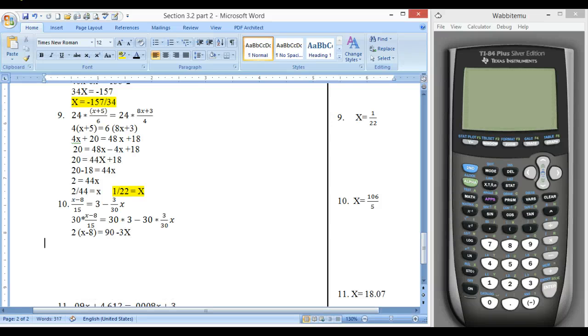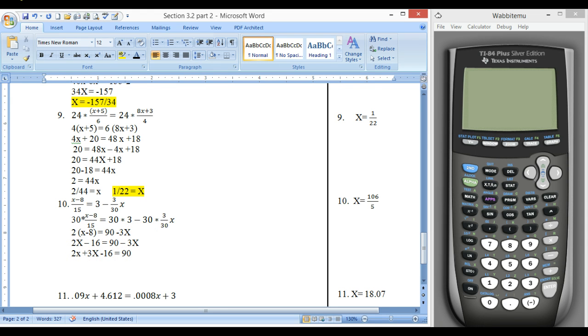There we go. So the next step I have here is doing the distributive, which gives me 2x minus 16 equals 90 minus 3x. And just pick a side to combine. I'm going to bring my negative 3x over so that it's a positive x. It'll just save me a little bit of time. So I'm going to add the 3x here. I'm not going to worry about the numbers without a variable yet. So I'm adding this 3x over here.